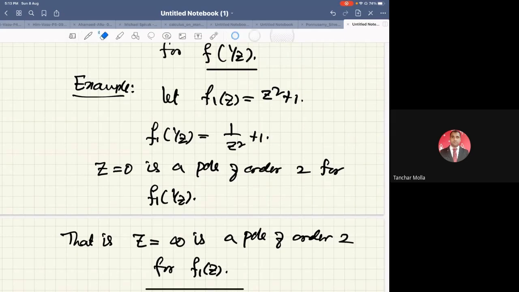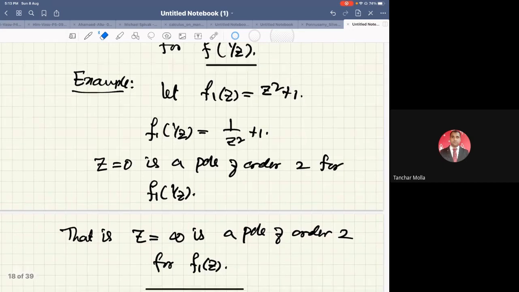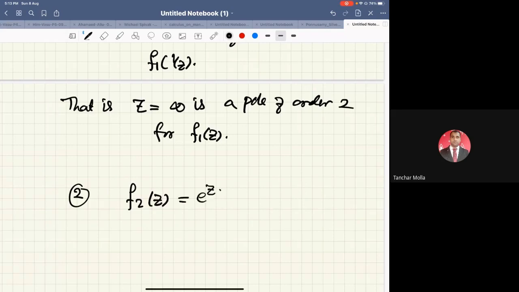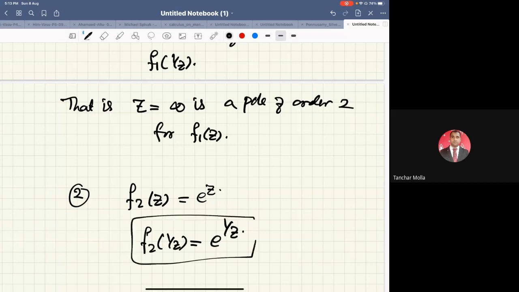Okay? When z equals 0 is a pole of order 2 for f1 of 1 by z, then z equals infinity is a pole of order 2 for f1 of z. Okay? So you can see that, second example, if you take f2 of z equals e power z, okay? So f2 of 1 by z is nothing but e power 1 by z. So what kind of singularity is z equals 0 for f2 of 1 by z? Essential. Okay, z equals 0 is an essential singularity.